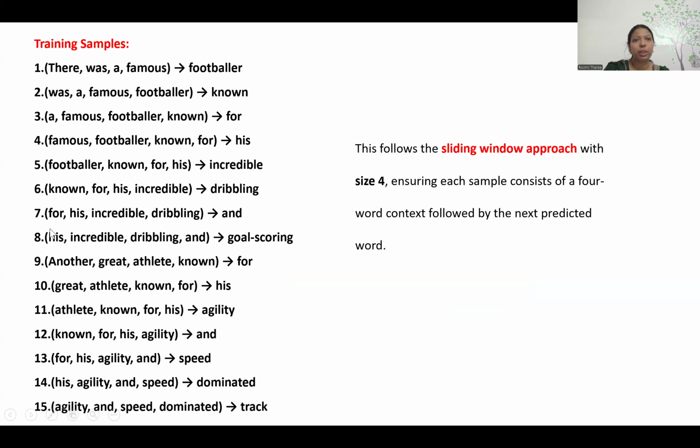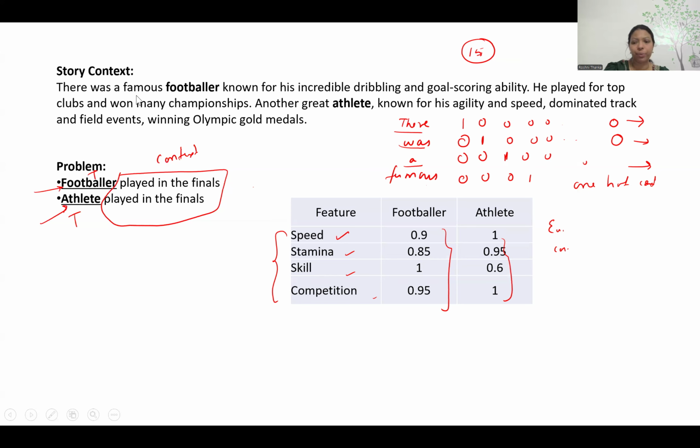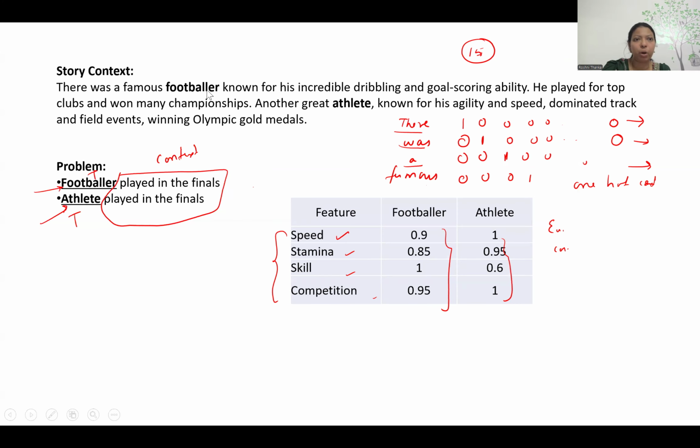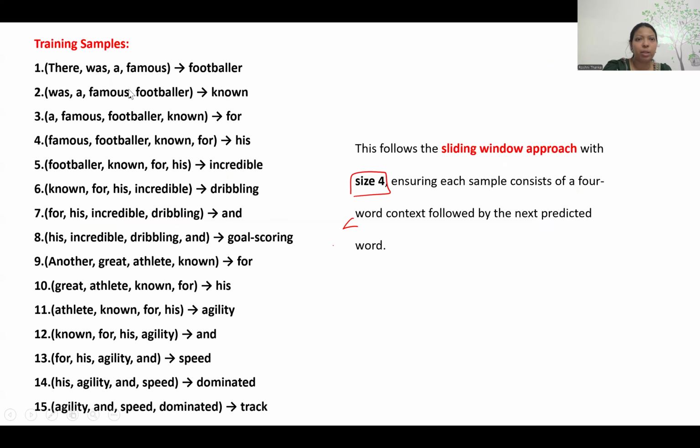For this given paragraph, these are the training samples it will generate. How does it create the training samples? For example, we can fix a sliding window. If I take the sliding window as 4, it will take 4 words. If you see the previous text, "there was a famous footballer", so "there was a famous", then "footballer". So 4 words are taken into the sliding window. So this is the sample.